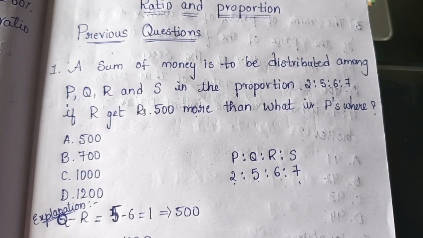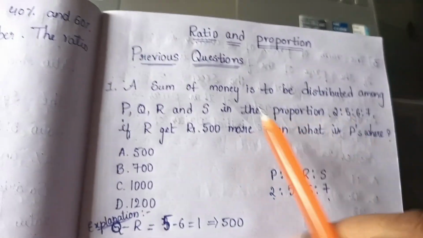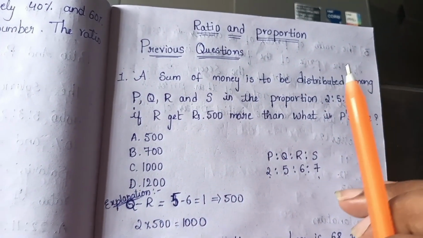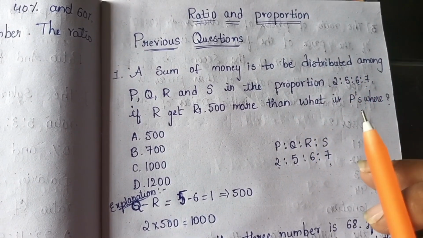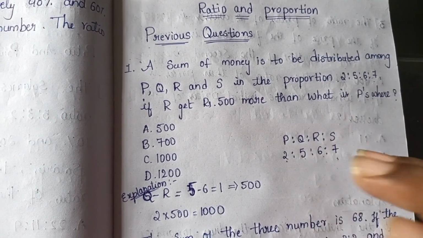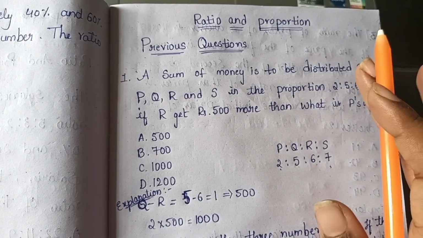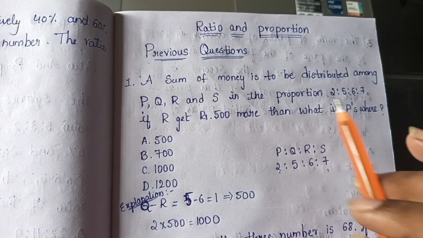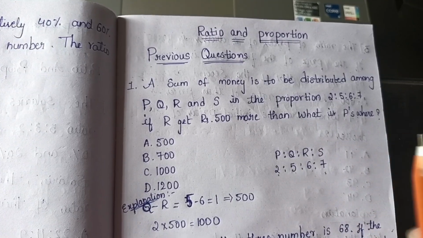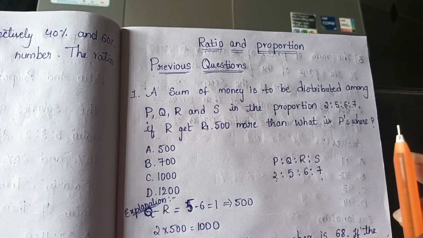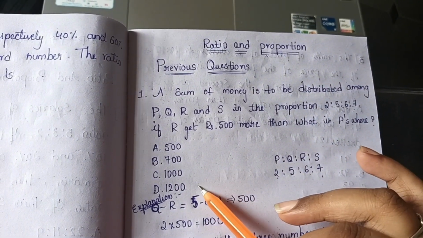Let's start the question. Now let's solve question number 1. This is a very easy ratio and proportion question. If you know how to compare the difference between the ratio parts, you can solve it in less time. So the question is, a sum of money is to be distributed among P, Q, R, S in the ratio 2 is to 5 is to 6 is to 7. And if R gets 500 rupees more than Q, what is P's share? The options are 500, 700, 1000 and 1200.